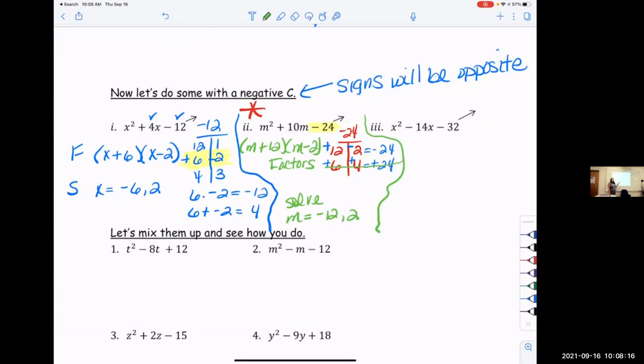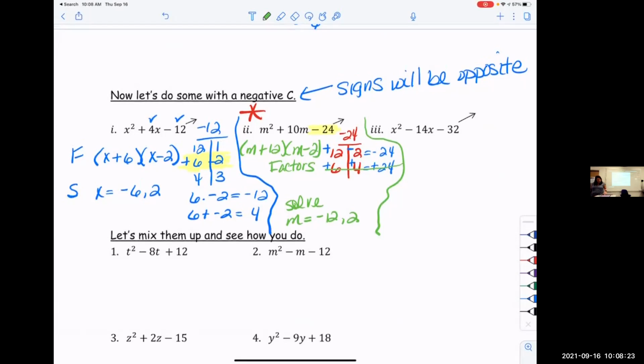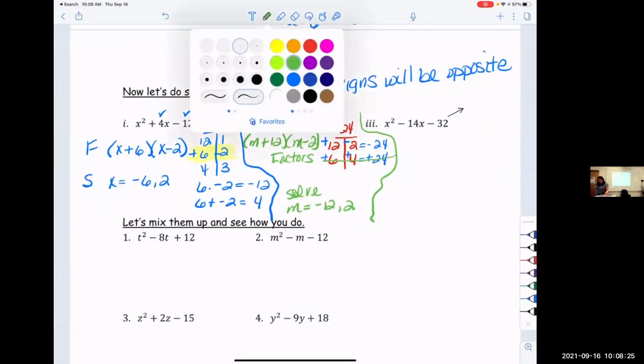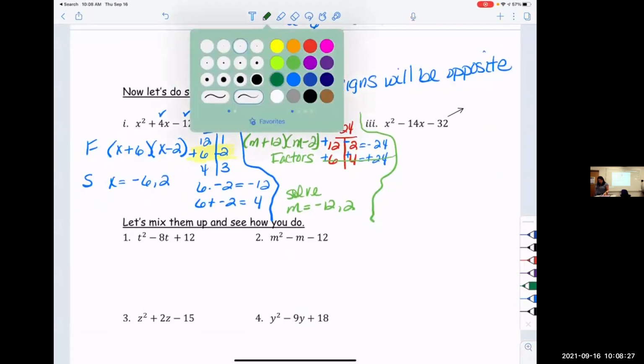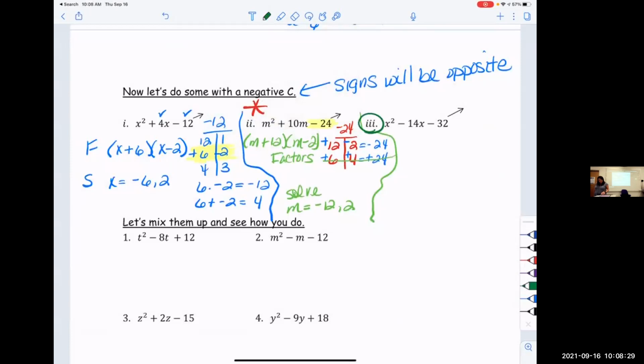Okay, it's frustrating when you do the work and you put in the solutions when it wanted you to stop at factoring and you're like, oh, yeah. All right, do that last one. Do number 3 and see how you're feeling about that.